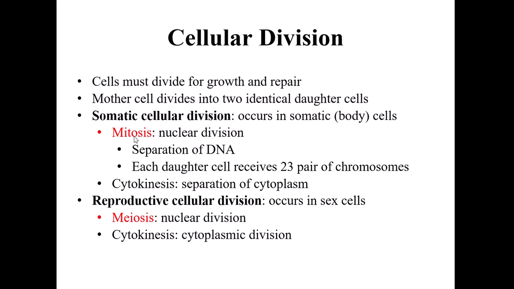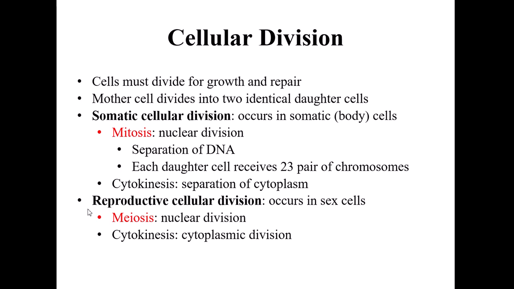So somatic cell division is going to have two phases. The first phase we're going to take a look at is called mitosis. Right? And this is where the nucleus actually divides so that each daughter cell gets a full complement of chromosomes. We usually say 23 pair, right? Or 46 chromosomes. So mitosis is when the nucleus divides, but then after the nucleus divides, the cytoplasm has to divide. So we're going to call that cytokinesis.